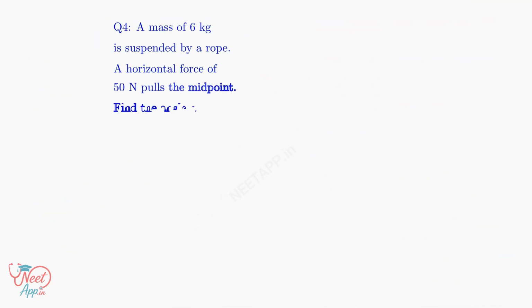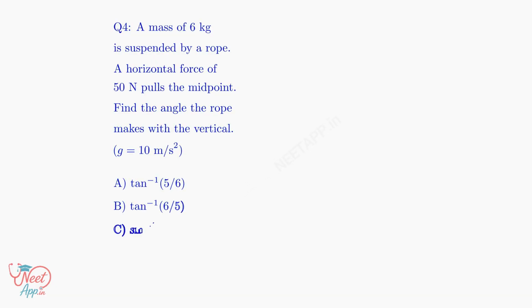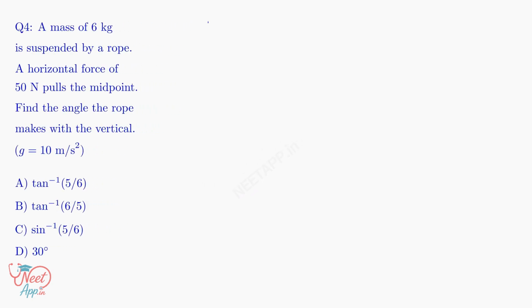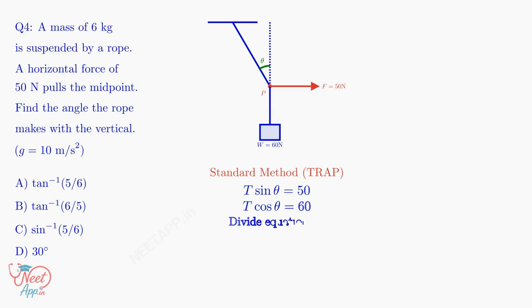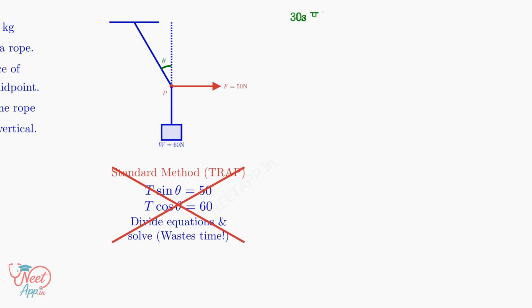Moving to question 4, a classic equilibrium puzzle. A 6 kg mass is suspended by a rope and a 50 Newton horizontal force pulls the midpoint. We need to find the angle it makes with the vertical. Let's visualize the setup. The ceiling, the angled rope, the midpoint P, the 60 Newton downward weight and the 50 Newton horizontal force pulling to the right. The standard textbook trap, resolving tensions into sine and cosine components, dividing two simultaneous equations and hoping you don't make an algebra mistake. What a waste of time!